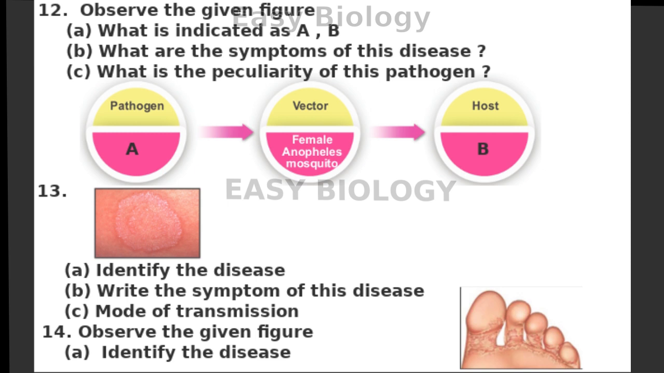Question number 13. A. Identify the disease. The answer is ringworm. Ringworm is a skin disease caused by fungi. Question 13B. Write the symptom of this disease. Round red blisters on the skin. 13C. Mode of transmission. Answer: contact. The disease spreads through contact.